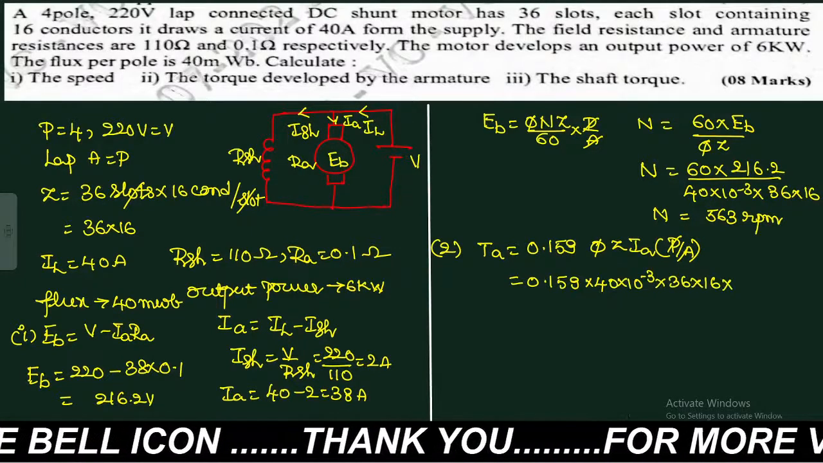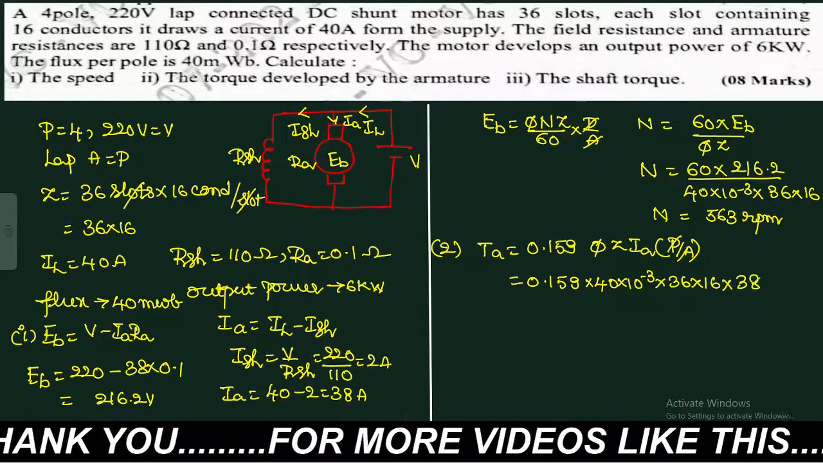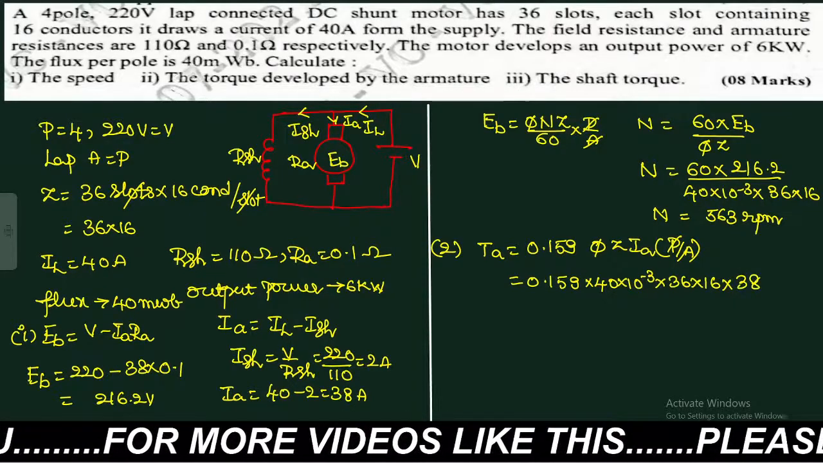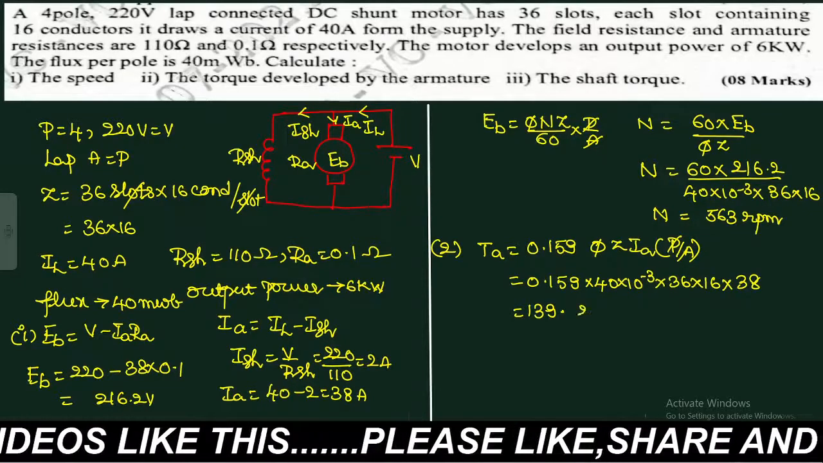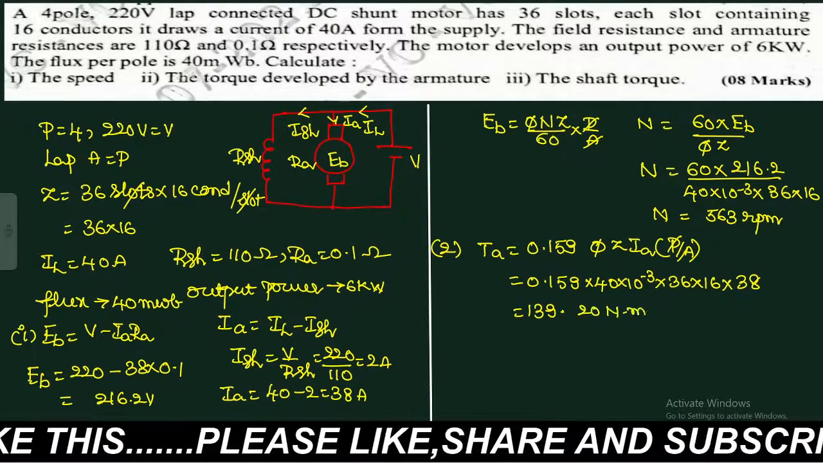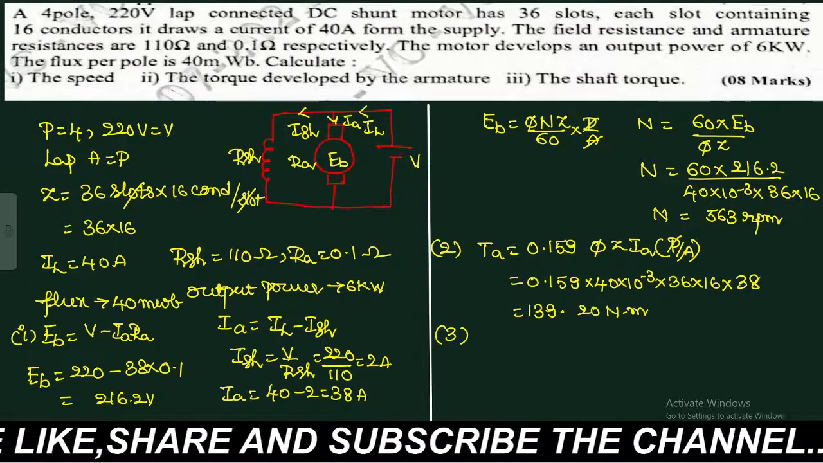Next, armature current is, how much armature current you got? 38. So, you have to multiply all these things, then the answer will be 139.20 Newton meter. Next, the third question is the shaft torque.